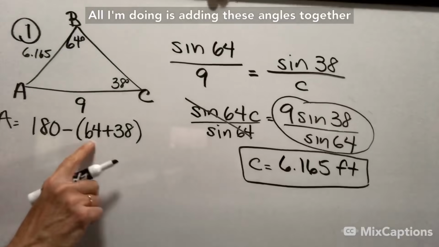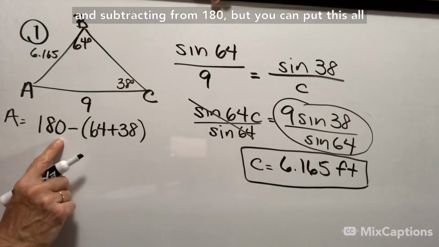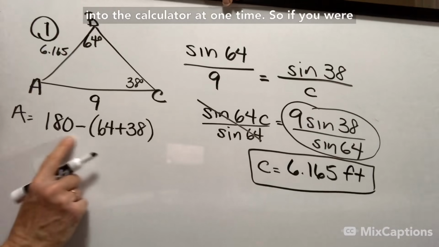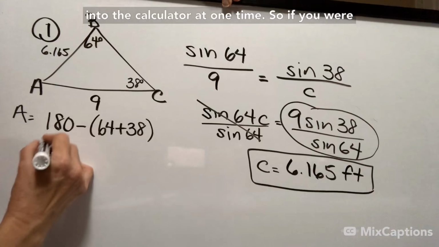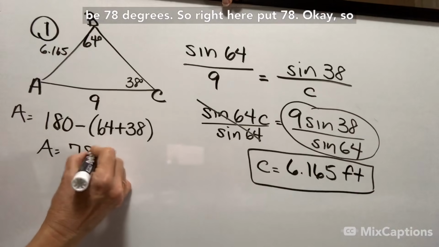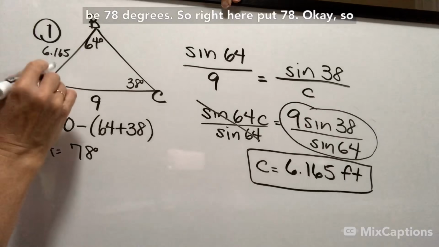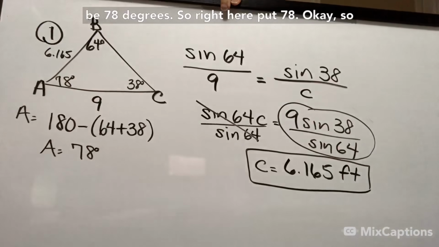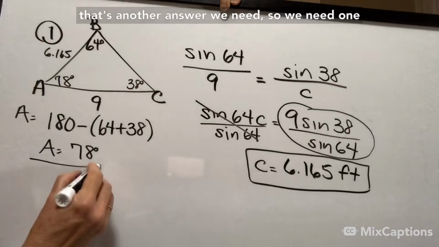So all I'm doing is adding these angles together and subtracting from 180. But you can put this all into the calculator at one time. If you were to do that, you would find that angle A would be 78 degrees. So right here, put 78. Okay, so that's another answer we need.